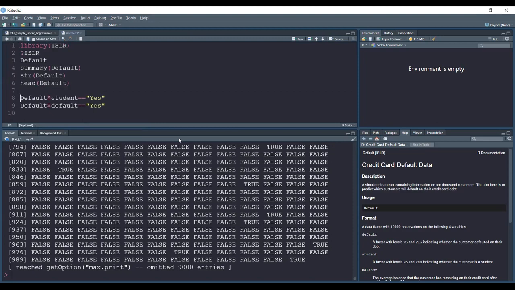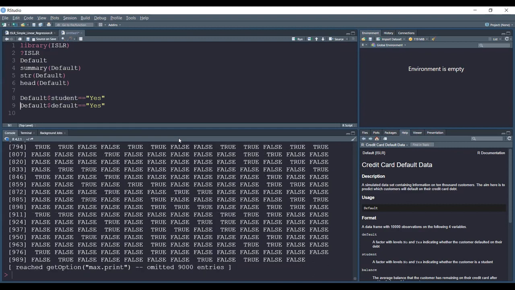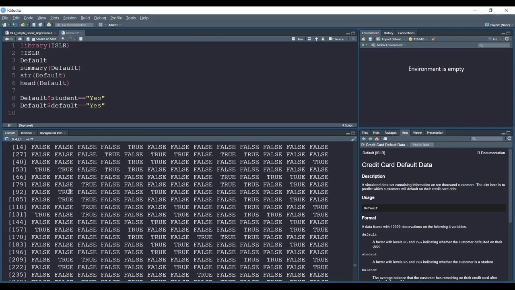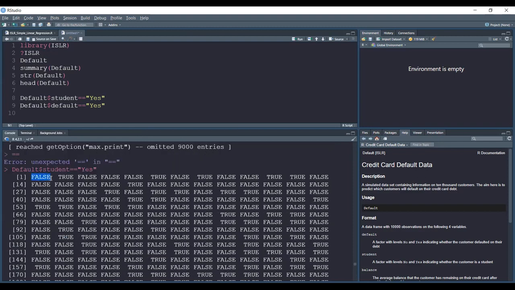I know I'm not doing a good job of explaining this, but this is definitely a shorter way. What I've done is I've taken just the student data, yes student, no student, and said yes. So what R does is give you a vector where it tells you the first observation is not a student. The second observation is a student.